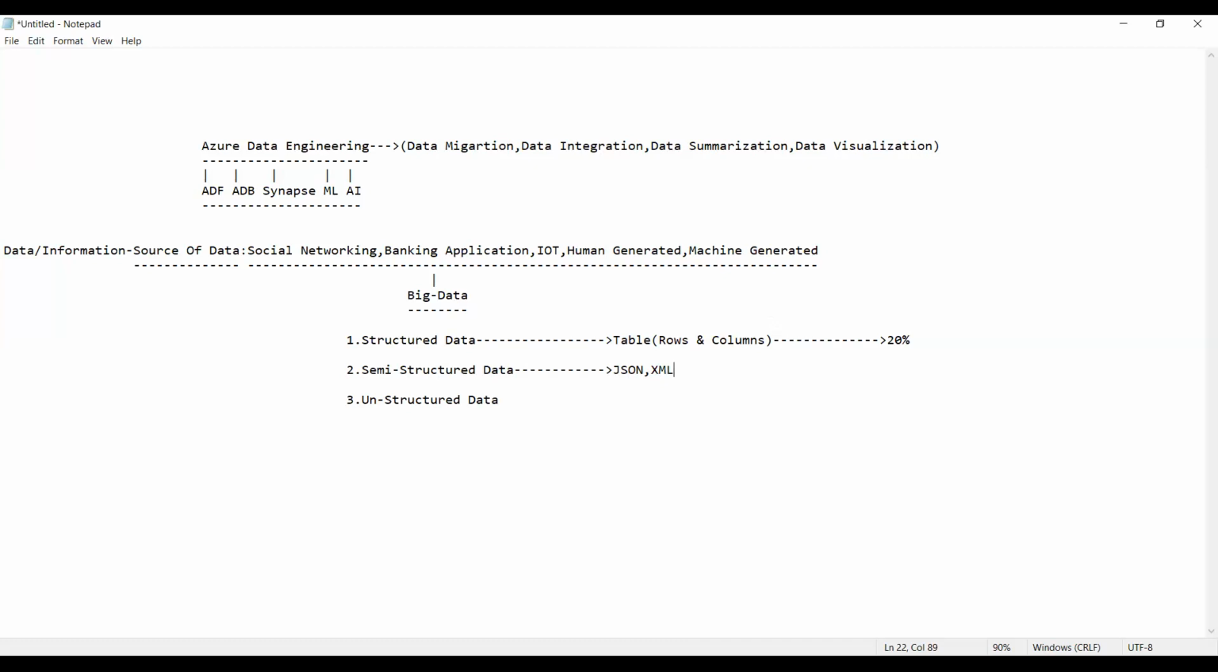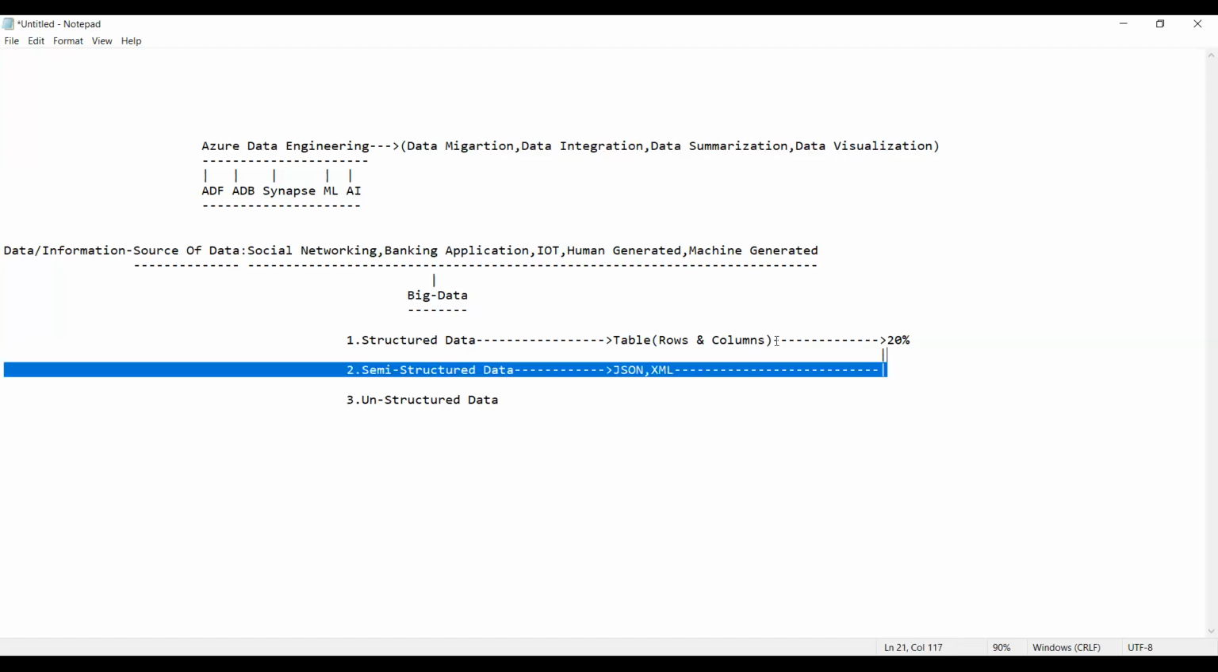Am I right? Can you see here? These are all semi-structured data that we can have. That's it. So we can have the data in the following forms. Only 20% of the data you will receive is in these two forms: semi-structured and structured.